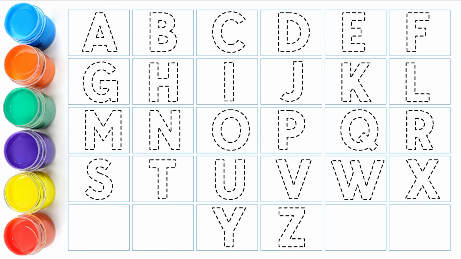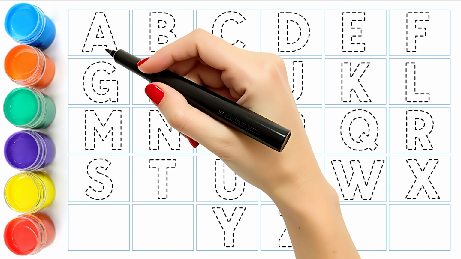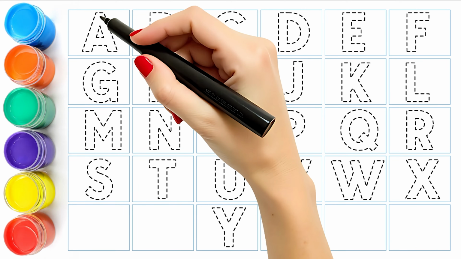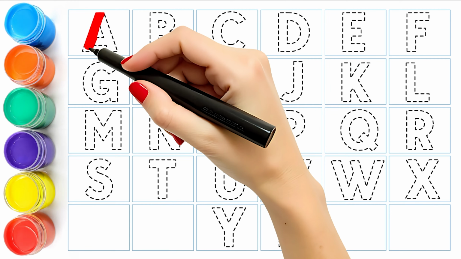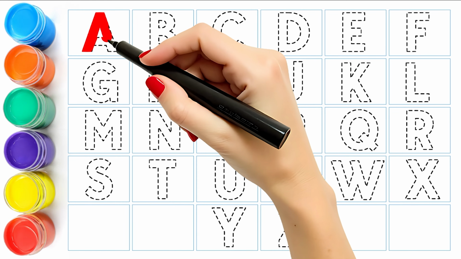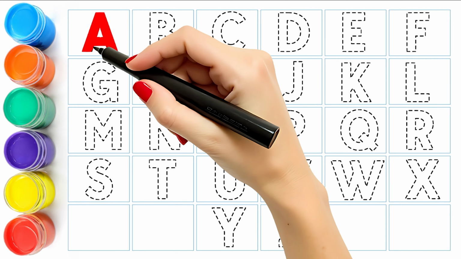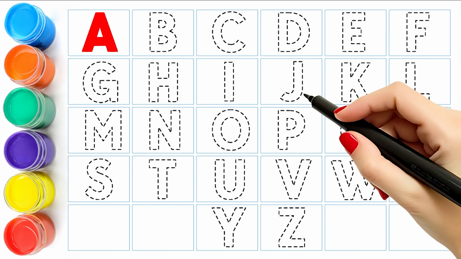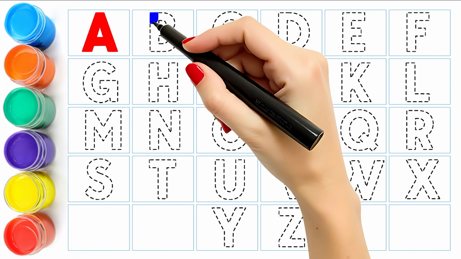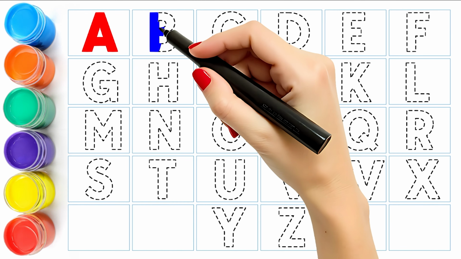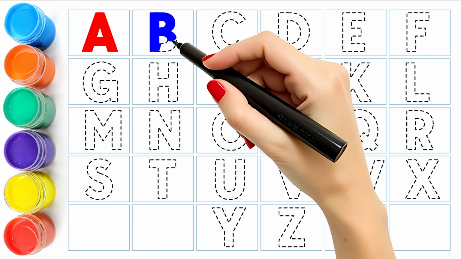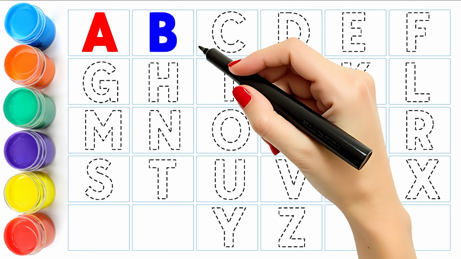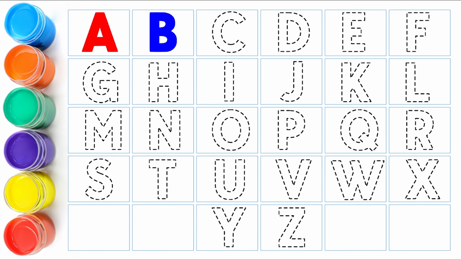The itsy bitsy spider went up the water spout. Let's write our alphabets. Rain and washed the spider out. Out came the sun and dried A for apple. Itsy bitsy spider went up the spout again. B for banana.